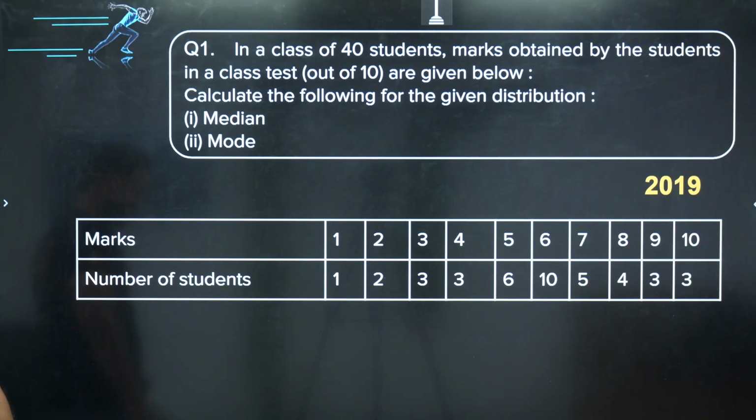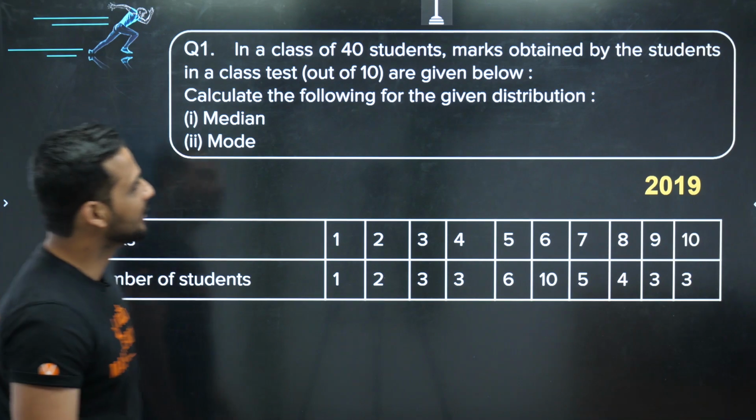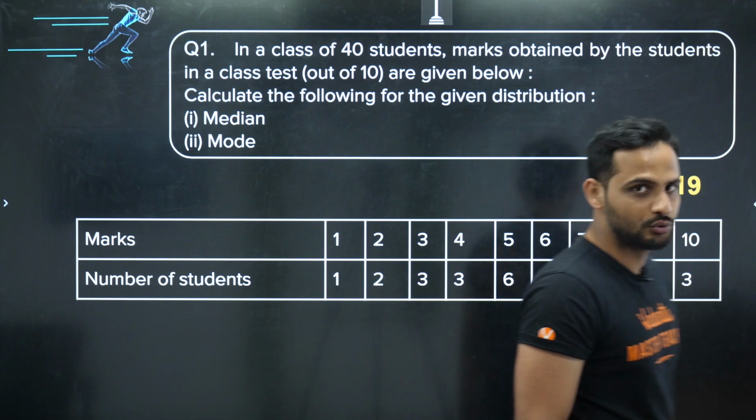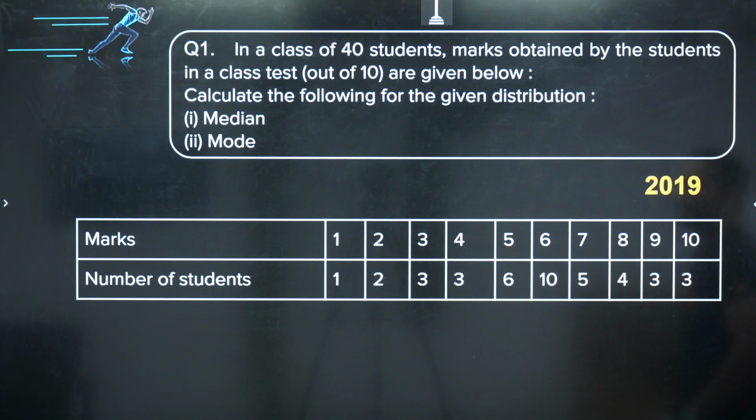So first question beta we have is this: in a class of 40 students, marks obtained by the student in a class test out of 10 are given below. So these are the marks given. देख लो यहाँ पे 1 2 3 4 marks, and the number of students who have got 1 mark is 1, 2 marks is 2, 3 marks is 3, 4 marks is 3 students, 6 students have got 5 marks, like that. Calculate for the following distribution median and mode.